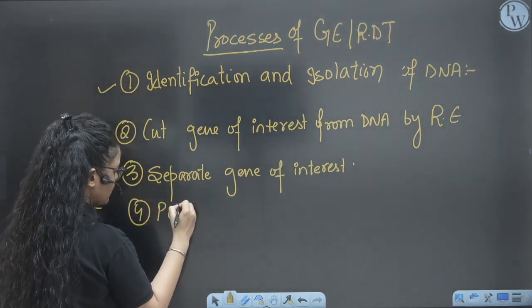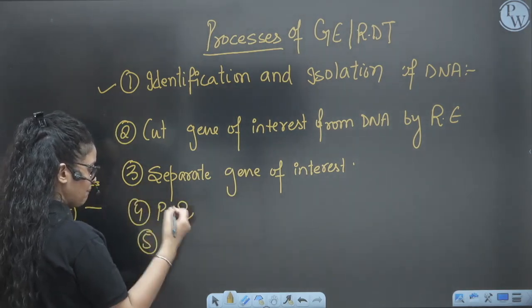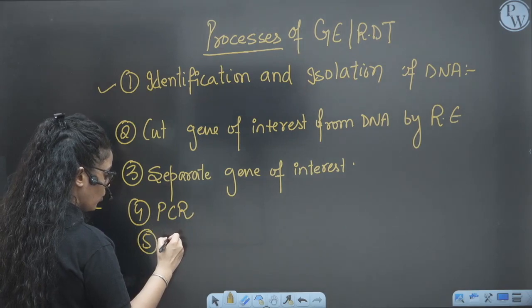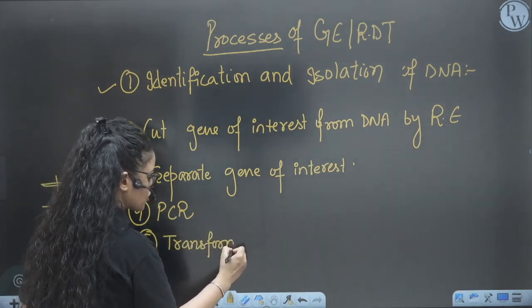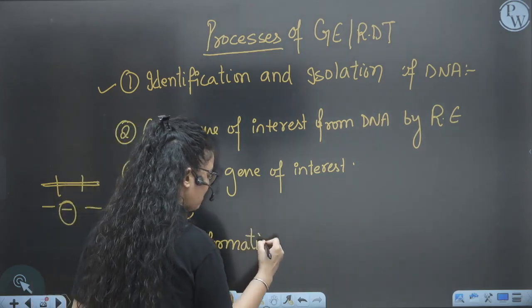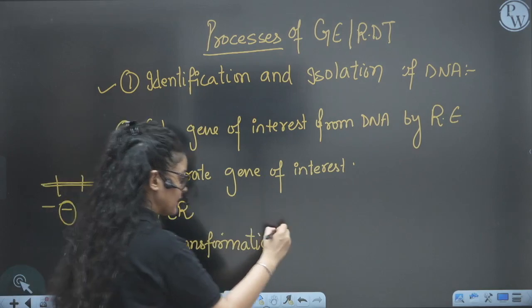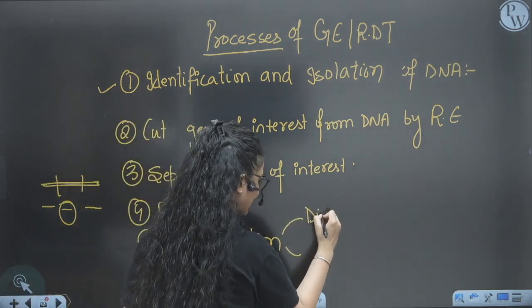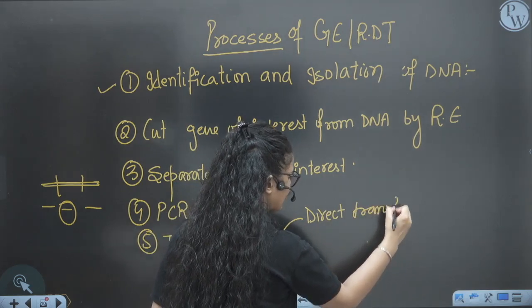So after that, we will do the amplification of DNA using PCR. After the PCR, we will put it in the host. That means transformation. For the transformation, we can directly incorporate our gene in the host, so we can do the direct transfer inside the host. Transformation means to put it in the host.